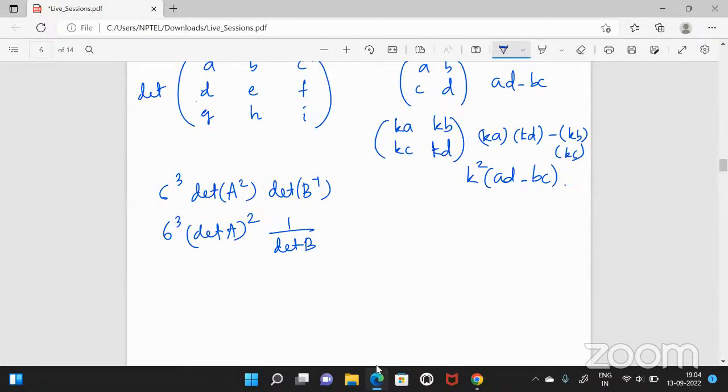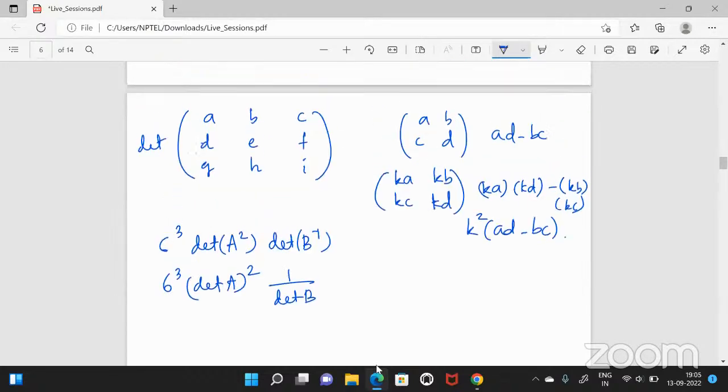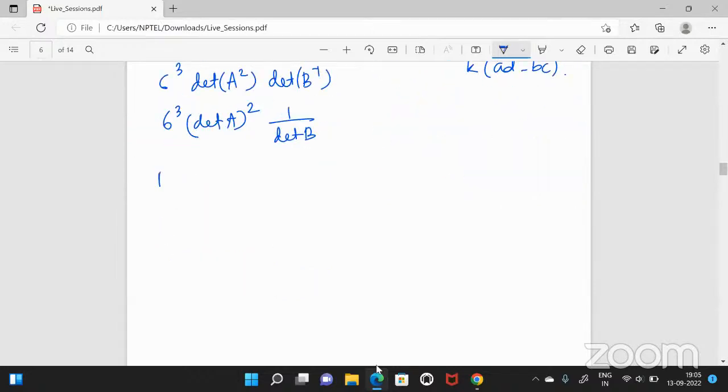Yes. Okay. So to understand that question, we need to know what the elementary row operations are. Before we finish the 3 cross 3 determinant, let's do what elementary row operations are. What are the elementary row operations?